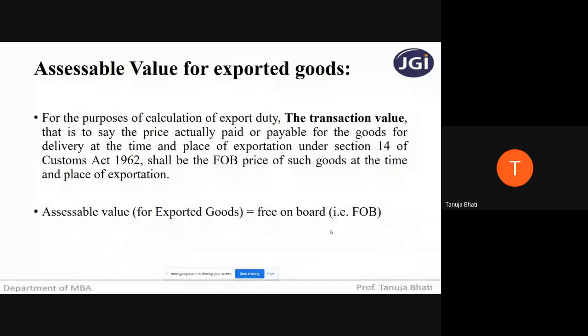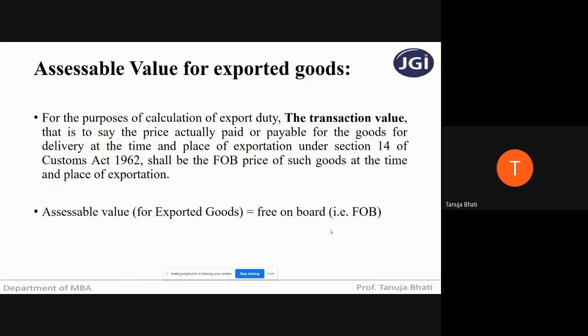So in case of imported goods, we saw that all the cost from the exporting country up to where the importation is completed was coming into the value. But in case of exported goods from India, what all costs should be included? Only those costs up to bringing the goods to the customs port or on board. Only that value has to be included.